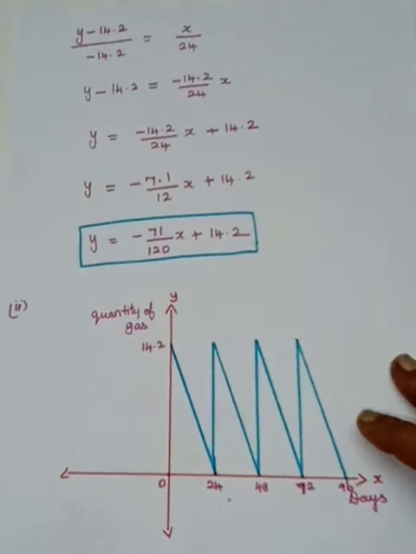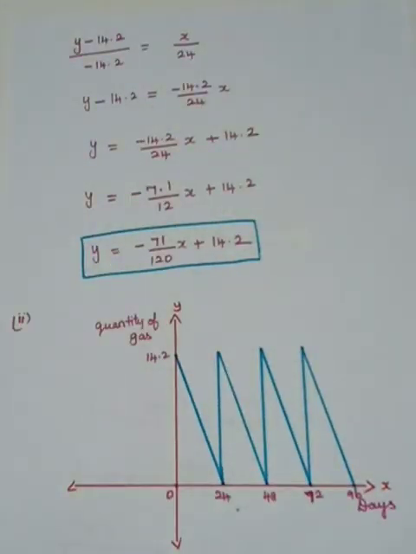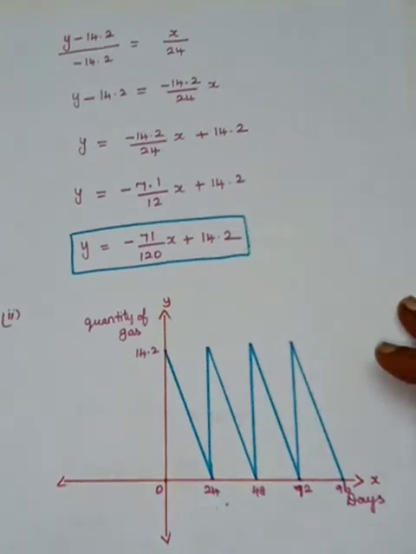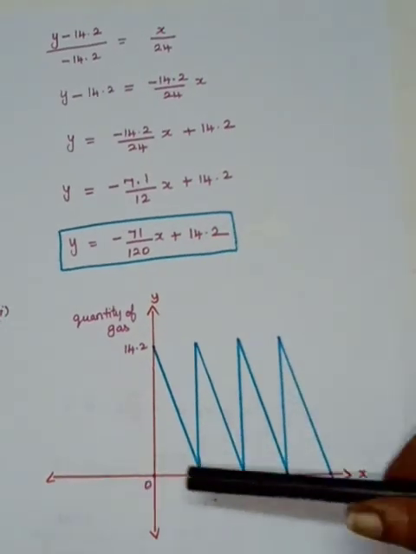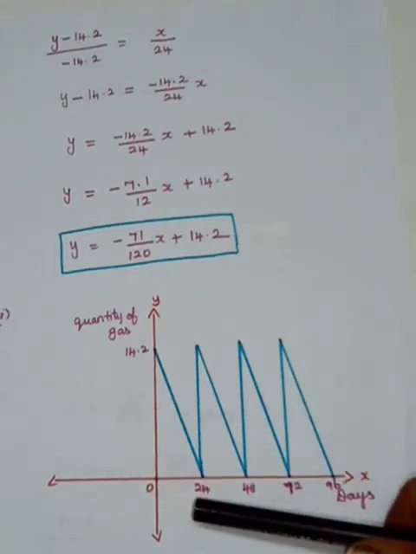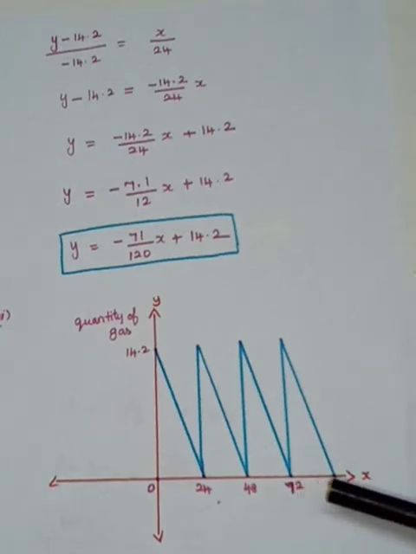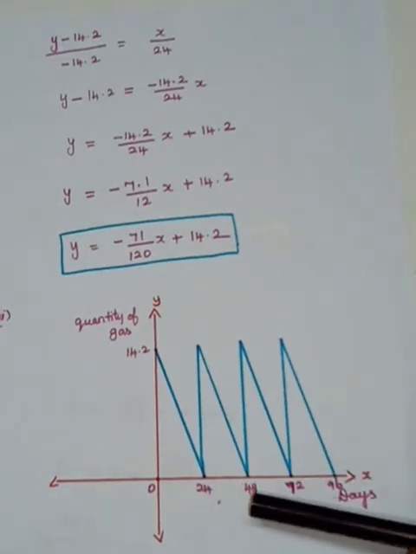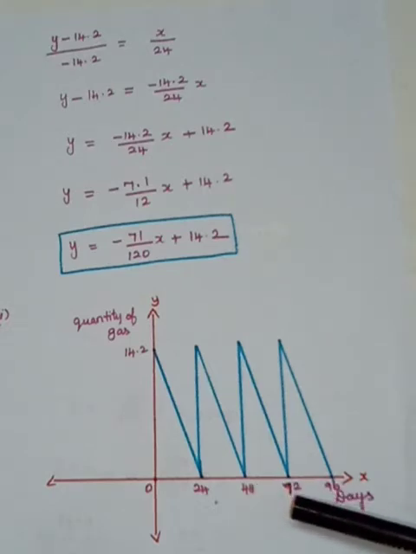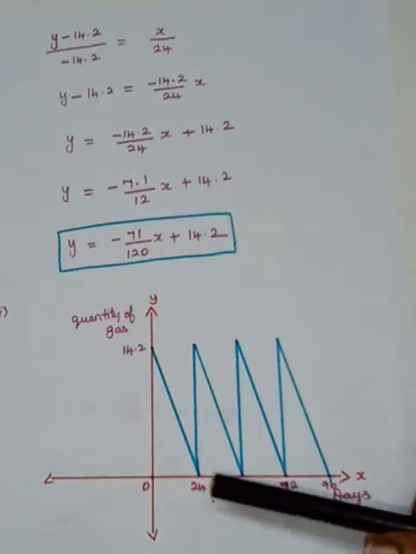And the next one: draw the graph for the first 96 days. So we have to draw the graph for 96 days. Which axis have we taken for days? The x-axis. So 0 is the starting point, when the gas is 14.2 kg. Here I have marked the 24th day, then 48, 72, 96 days. That is 24, 2 into 24 is 48, 24 into 3 is 72, 24 into 4 is 96.